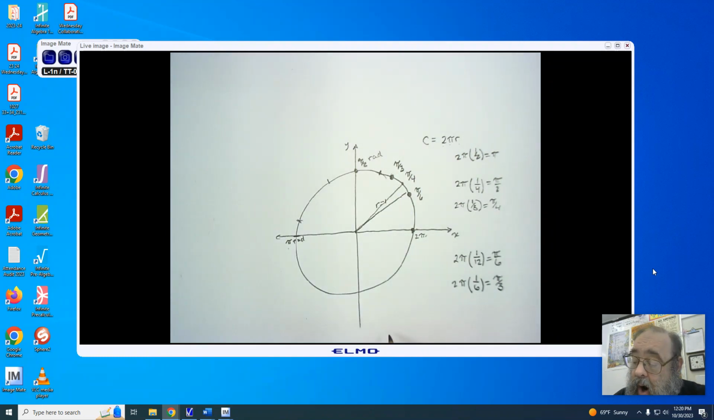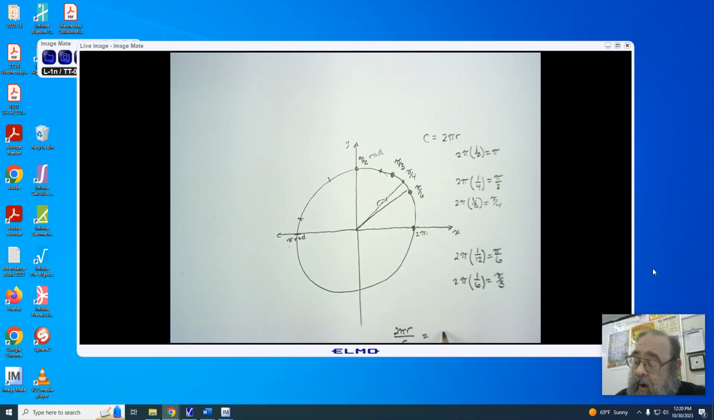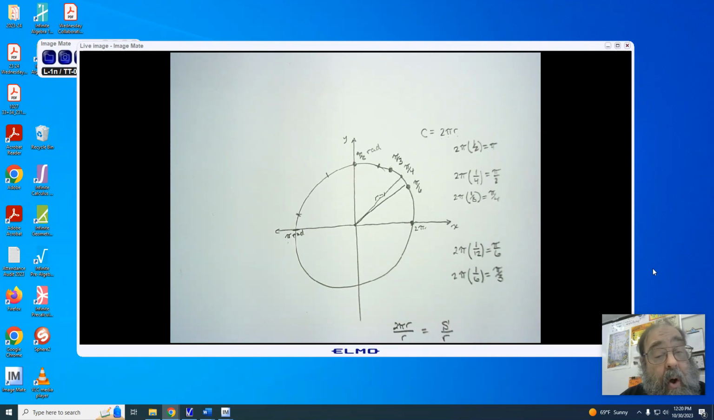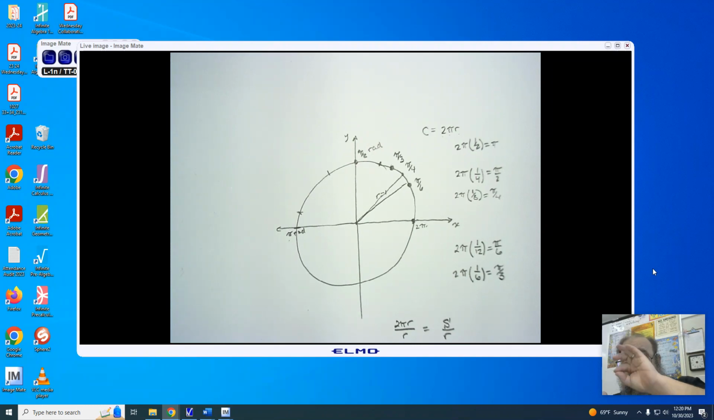We take our arc, in this case 2 pi r, and we divide by r. That means that this is my total arc length. Arc length divided by r is what we call a radian. It is the length going around the outer edge of the circle, called our circumference, and that length is a radian. So how much of our circumference are we covering? That length is called a radian.